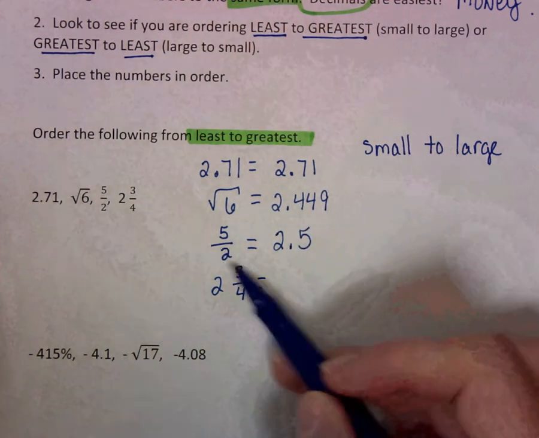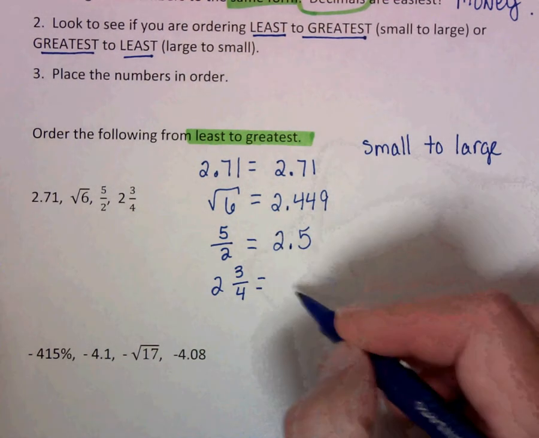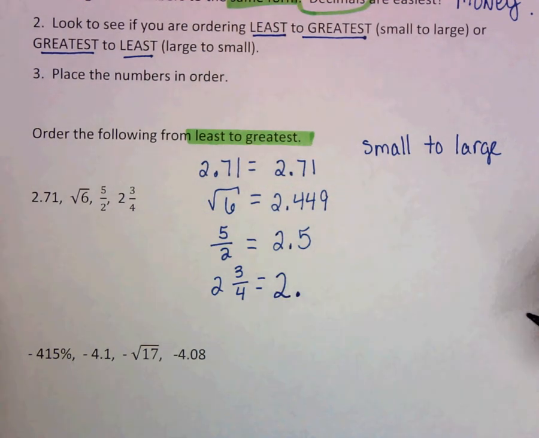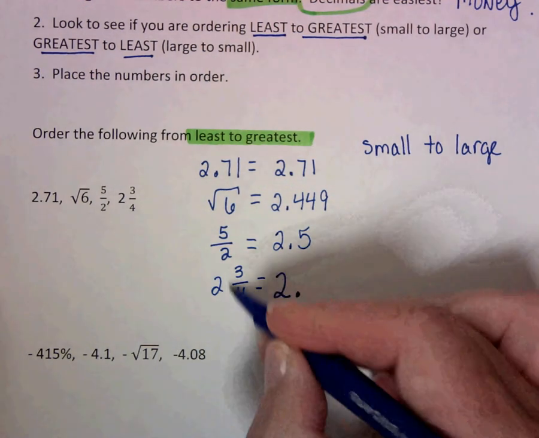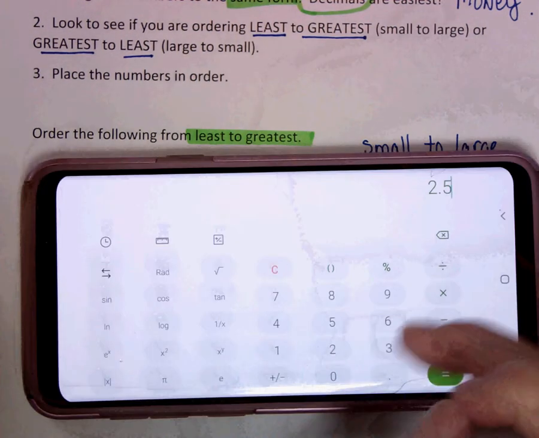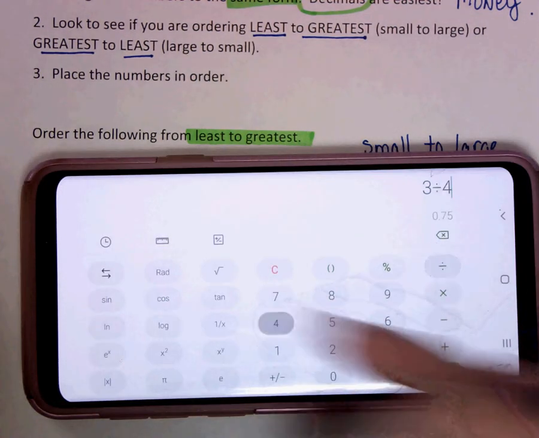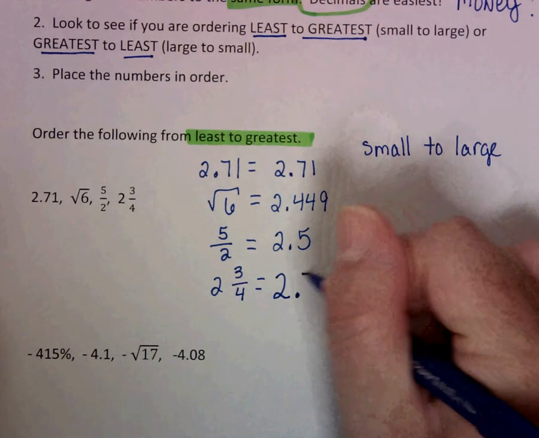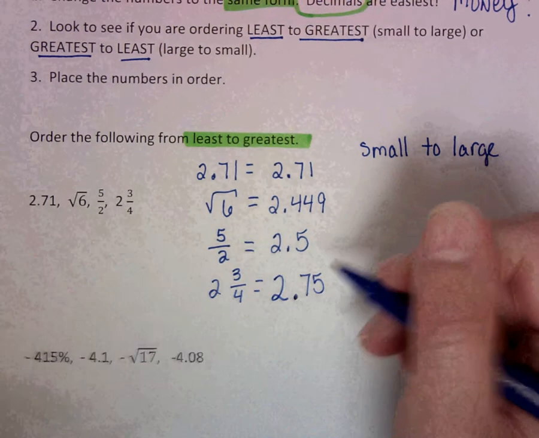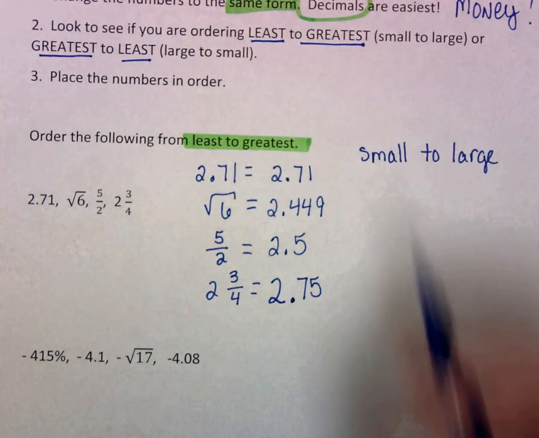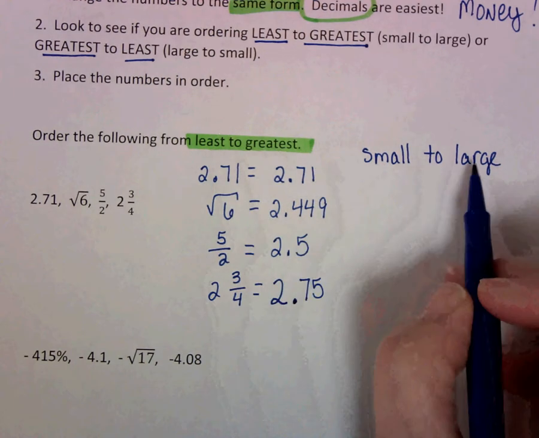Remember for 2 3/4, the 2 is a whole number and it goes in front of the decimal. All we need to type in, if we don't know it, is 3/4. So 3 divided by 4, and you should get 0.75. So this is 2.75. Now I'm ready to put these numbers in order from smallest, least, to greatest, largest.